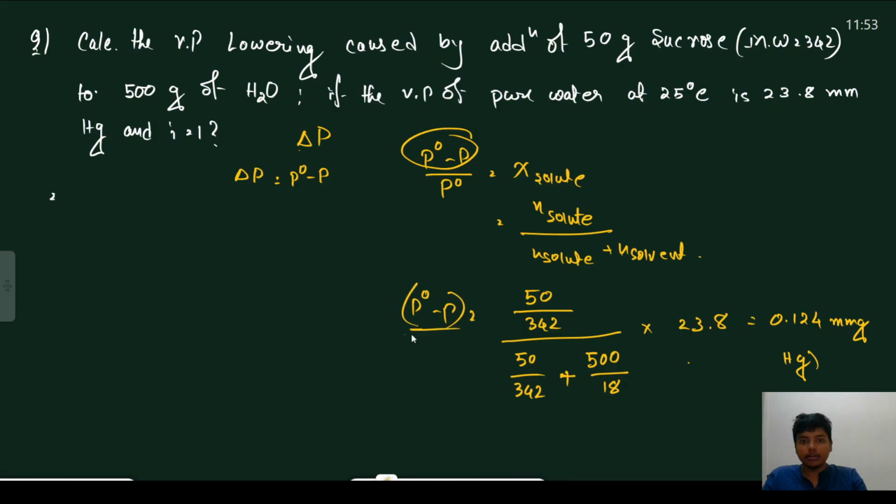This is the value they are asking, the total value. They are not asking the P value. They are asking the P naught minus P value. Clear?